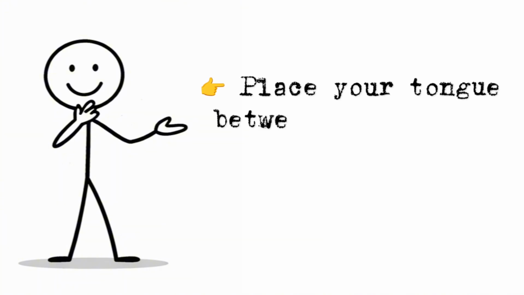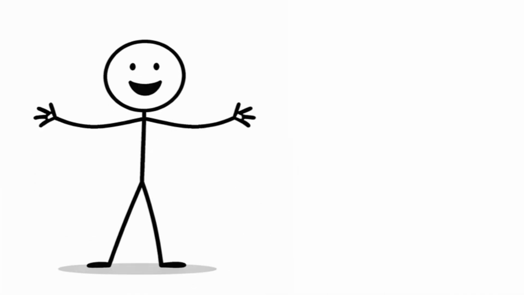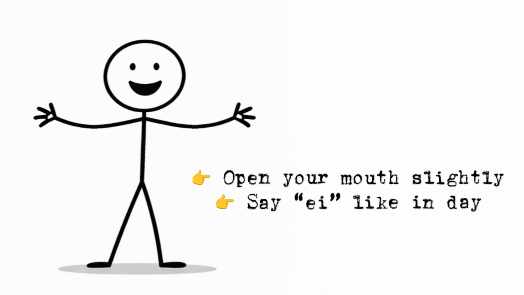3. Place your tongue between your teeth. Blow air softly. Do not use T. 8. This word has a long vowel sound. Open your mouth slightly. Say it like the letter A.